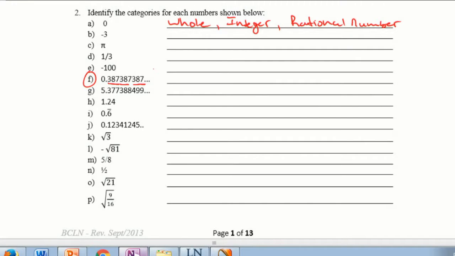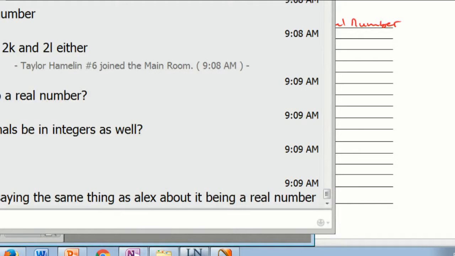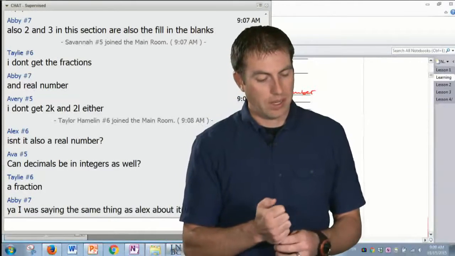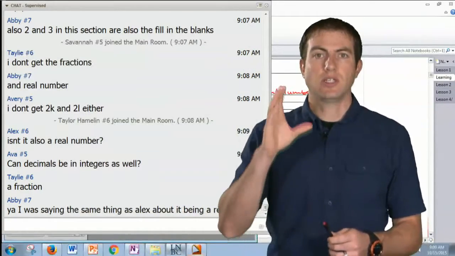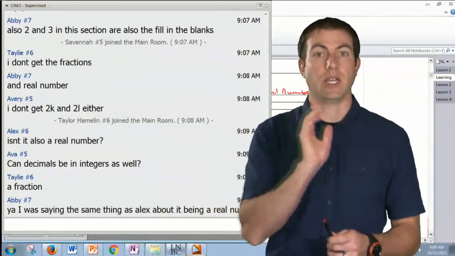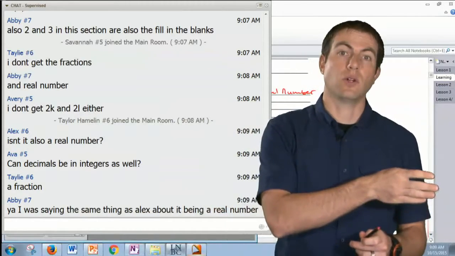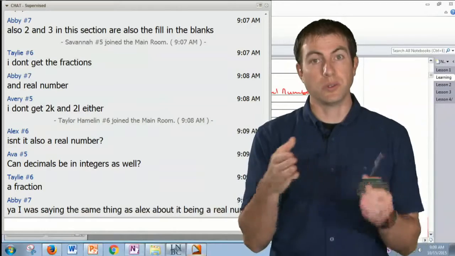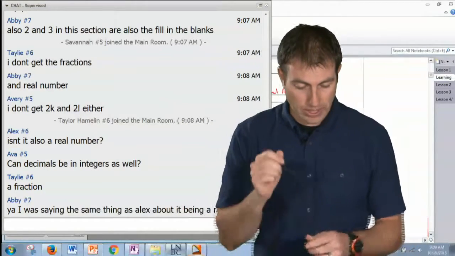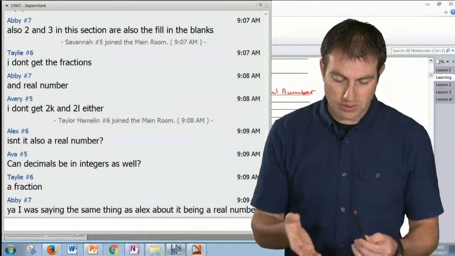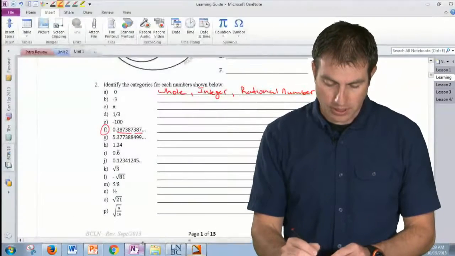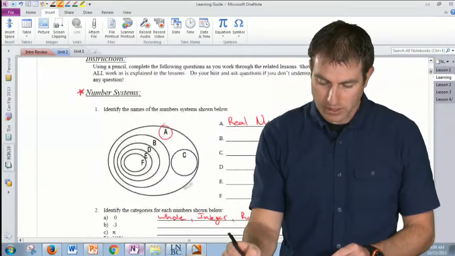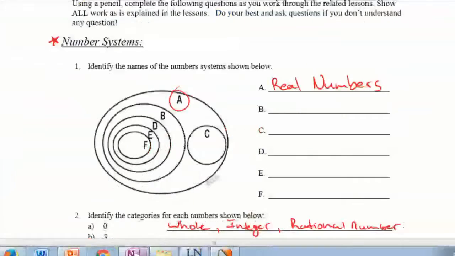Oh yeah, that's a good point. Abby's saying the same thing. Can decimals be integers as well? By definition, a decimal isn't an integer because integers are just like 1, 2, 3, or -1, -7,023. Those are integers. As soon as we go into a decimal, it's just a rational number. And Alex brings up a good point. Isn't it also a real number? Which is an interesting idea to talk about.